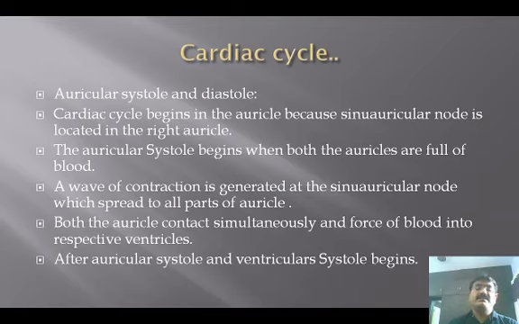the right atrium. The auricular systole begins when both the auricles are full of blood. As we already know, the right atrium and the left atrium receive blood from different parts of the body. The right atrium receives deoxygenated blood with the help of the superior and inferior vena cava, and the left atrium receives oxygenated blood from the lungs with the help of the pulmonary veins. Then when both auricles are full of blood, they undergo contraction.